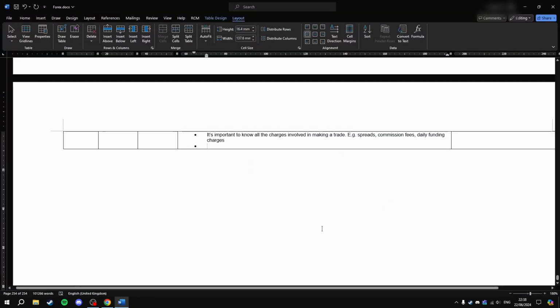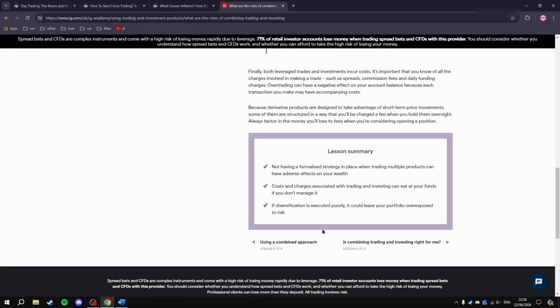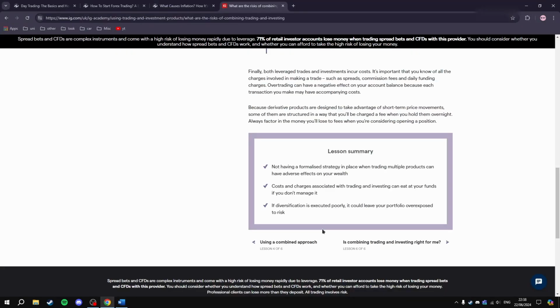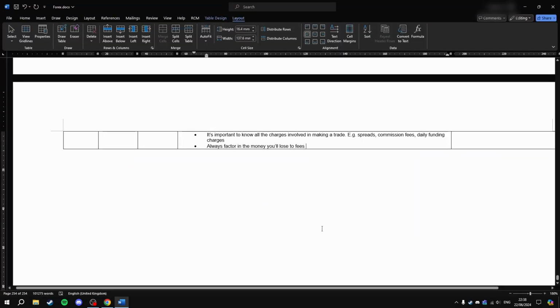So, always factor in the money you'll lose to fees when you're considering opening a new position.